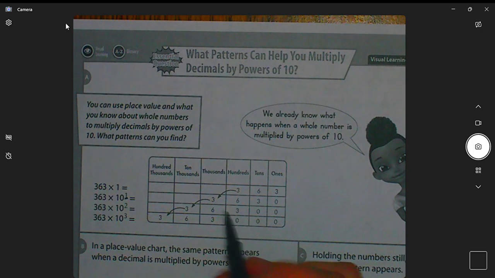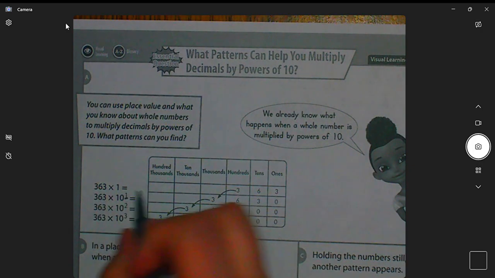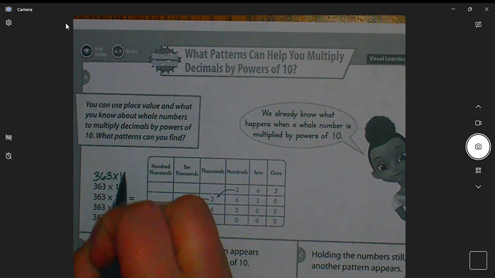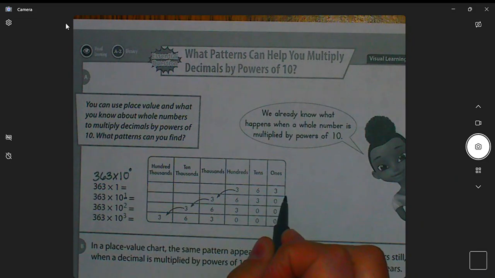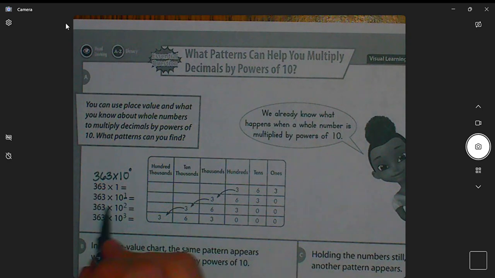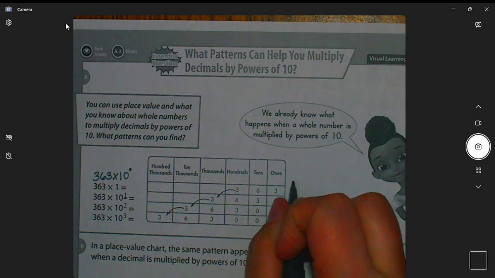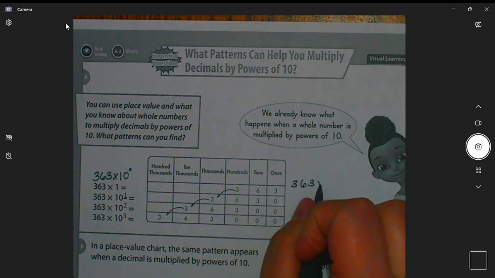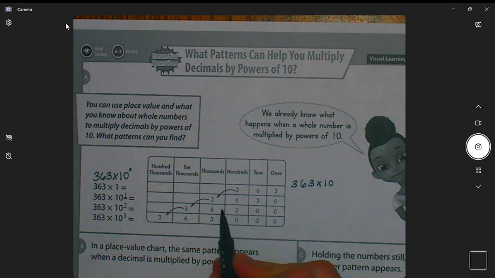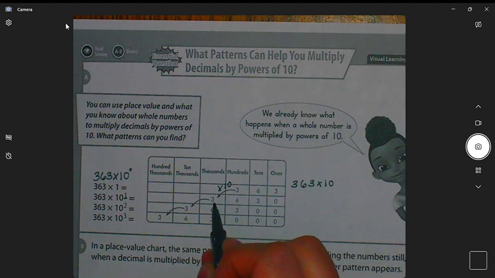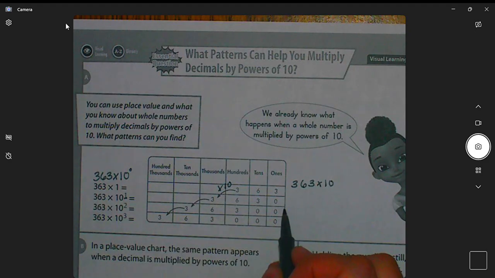So 363 times 1 is essentially saying 363 times 10 to the 0, because there's no zeros, there's no tens being multiplied. So 363 times 10 to the first means 363 times 10. And that gives me a times 10 jump from the 1 to the 10 to the first. So that's 3,630.